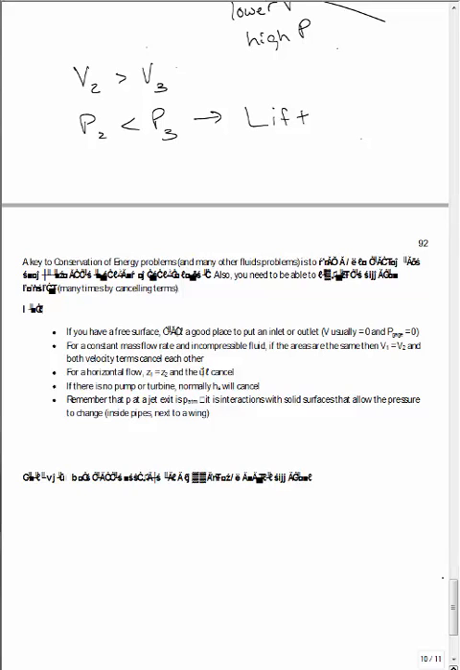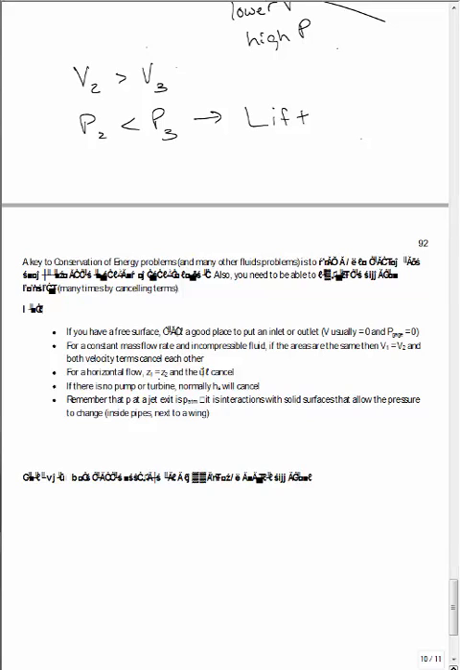So these are kind of the keys, the things you want to look at. Do you have a free surface? If you do, make that your inlet or exit, okay? If you have a constant mass flow rate and incompressible fluid, which we're always going to have, then if the areas are the same, your velocities are going to be the same, and then you can cancel those. Horizontal, V1 equals V2. If not, if you do have an elevation change, draw your coordinate system so that Z1 or Z2, one of those is 0.